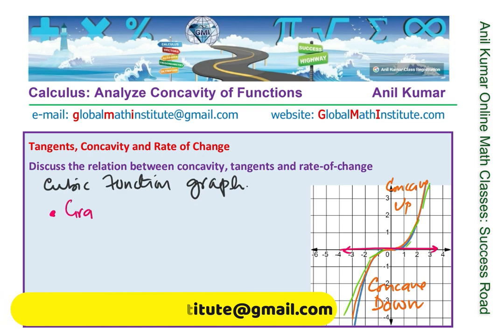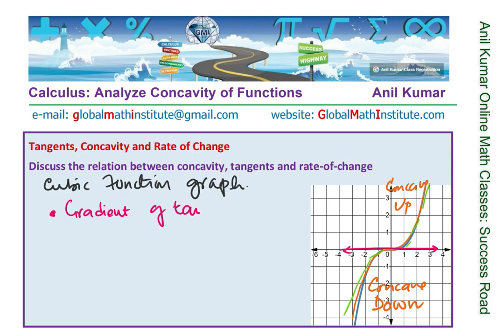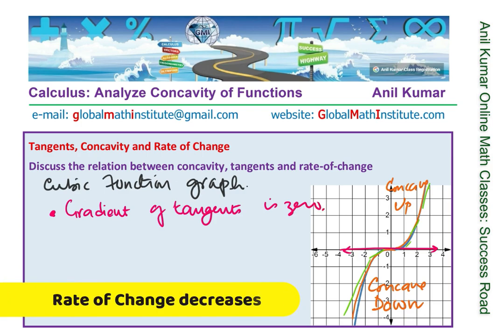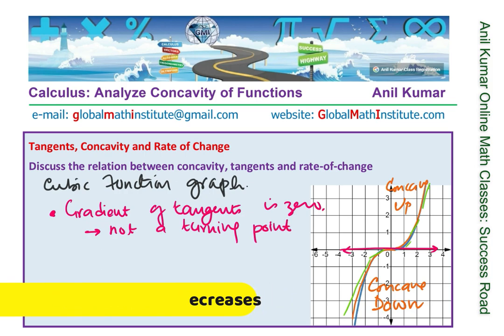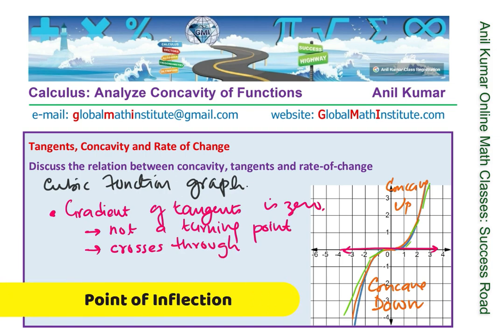the gradient of the tangent is 0. But this is not a turning point, right? In this case, not a turning point. The tangent actually crosses through the curve.